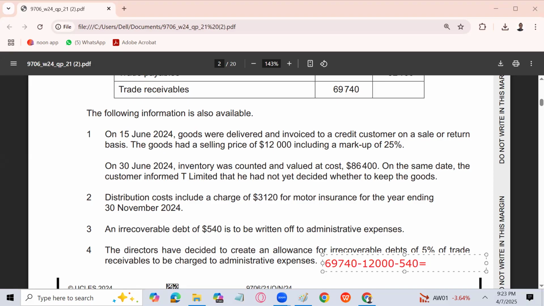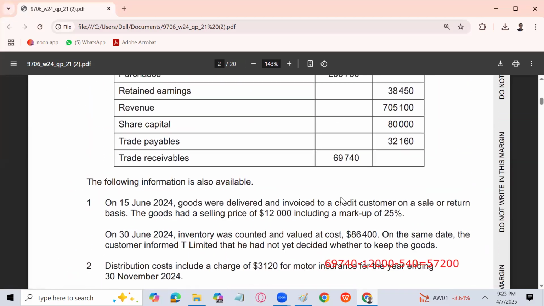And then on the remaining amount, we have to calculate the provision for doubtful debts. So 69,740 minus 12,000 and minus 540. So the answer is going to be 57,200. Okay. Now let's see what is the percentage of provision for doubtful debts required in the question.